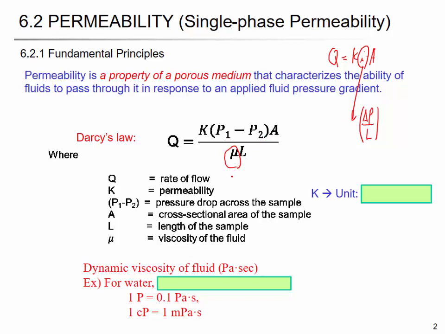So what is the dynamic viscosity of water? One millipascal second, right? So 1 millipascal second is the viscosity of water. Also, it's referred to as centipoise, yeah? One centipoise, at 20 degrees Celsius. So what will be the unit of the permeability? Let's plug the numbers here, the unit.